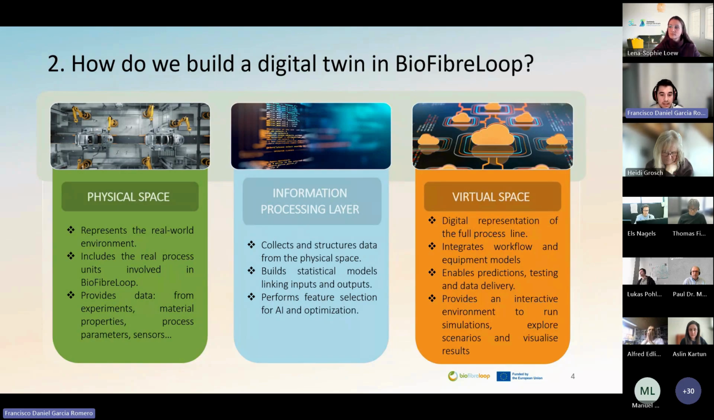It is the layer that collects and, most importantly, structures all the data that comes from the physical space, and basically builds all the models. The mathematical models are built there in the information processing layer. It is the core of the digital twin, almost like the backend. And in the future, it will also perform feature selection by using data-driven models.